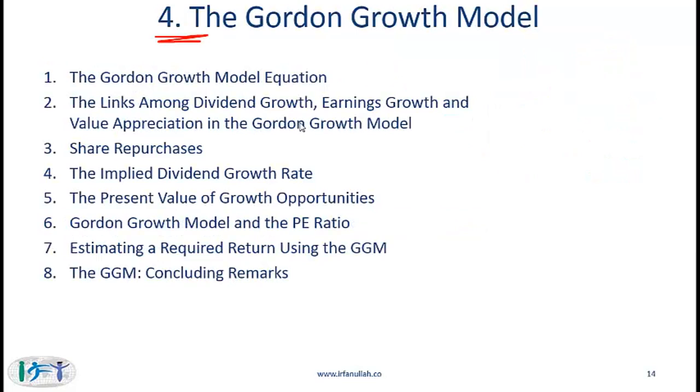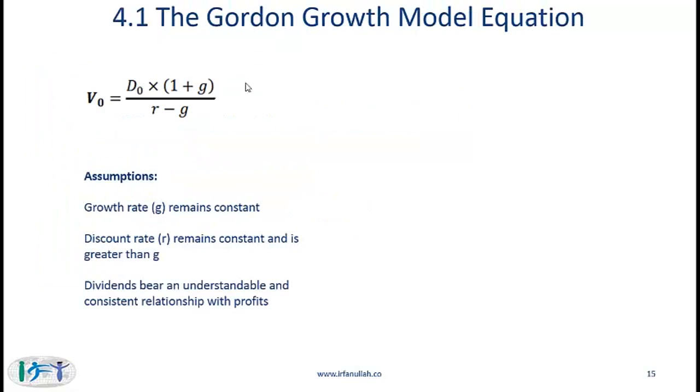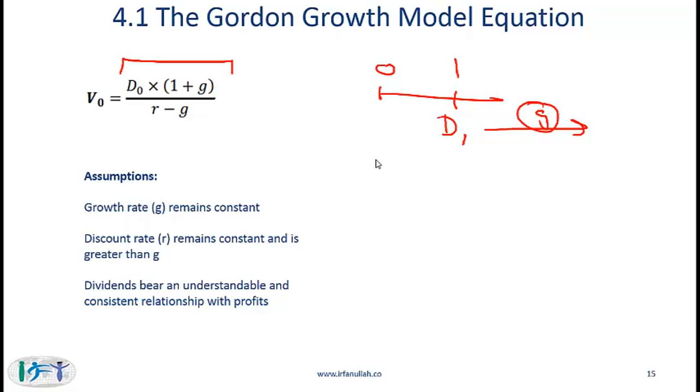Section 4 deals with the Gordon growth model. You have seen this before, but here we will look at several aspects of the model. First, the relationship. The value at time 0 is equal to D1, which is also D0 into 1 plus G. So if you are sitting here at time 0, what you do is take the dividend at time 1 and then assume that this dividend grows at a constant rate G. Then the value at time 0 is equal to D1 divided by the discount rate minus G.